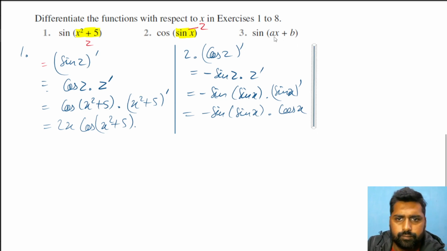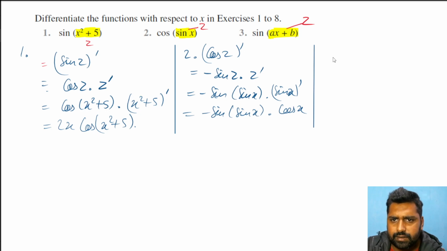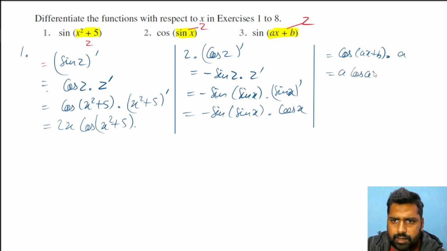Same thing with the third one. Inside sine, there is no x, a complicated function is there. Whatever is that, take this as z. So differentiation of sin z, and now I directly say cos z means cos ax plus b into z dash, means differentiation of ax plus b. What is the differentiation of ax plus b? B is constant, so differentiation becomes 0. Differentiation of ax is a only. So a cos ax plus b. Okay.